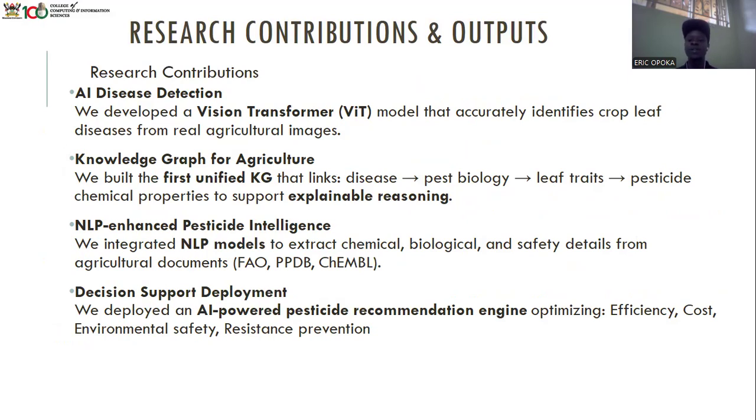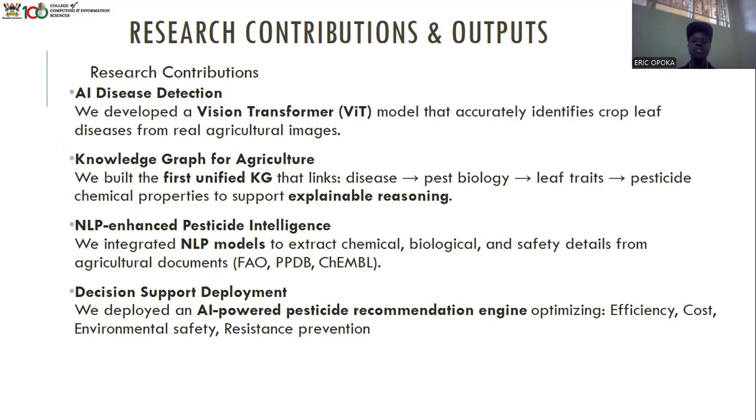The knowledge graph, like I have said before, has 4 main nodes: disease, pest, pesticide and leaf traits. Then we have the NLP-enhanced pesticide intelligence. In this case, the NLP is highly intelligent in such a way that it detects and extracts the text we want from the different text documents, which have the chemical leaf properties and the biological traits of the leaves.